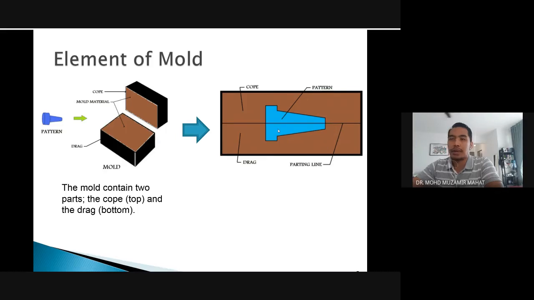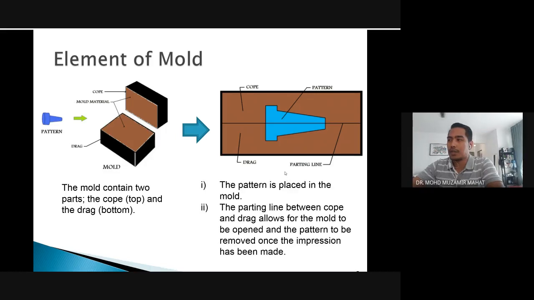This is the pattern that we are going to have within the mold. The pattern is placed in the mold, and this is the parting line. The parting line between cope and drag allows the mold to be opened. It's like a separation, like a door, so that it can be opened and the pattern can be removed once the impression has been made.